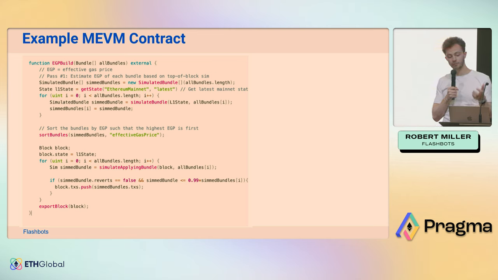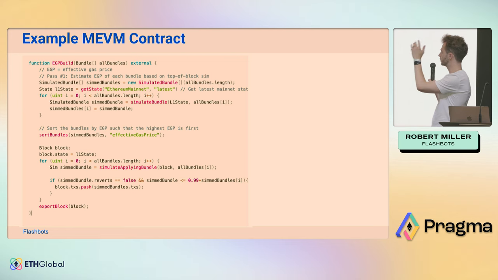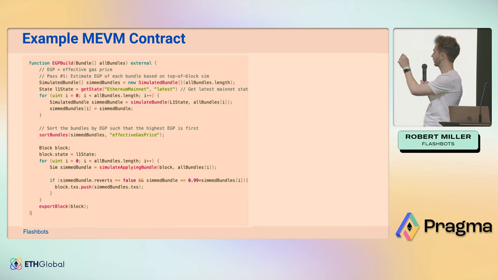So this is what a MEVM contract looks like. This is the Flashbots builder today, our block building algorithm written with MEVM. You can see how it has a couple functions here that you normally don't have within Ethereum.